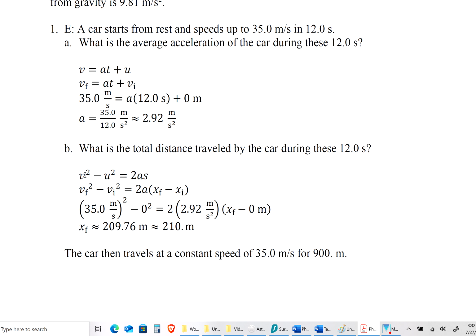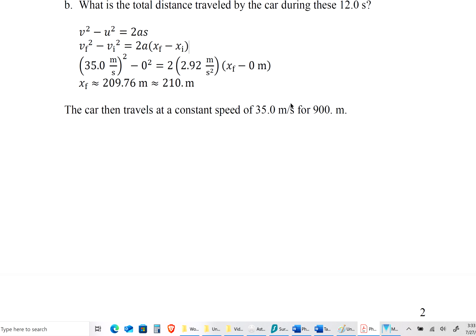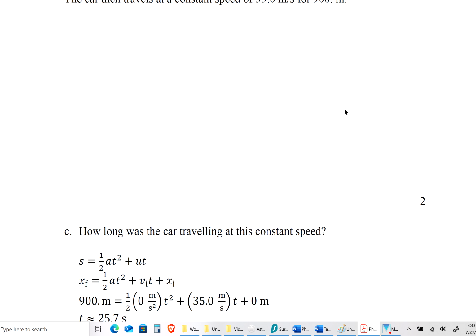So take a look at these two equations on the top. U is initial velocity, V is final velocity, A is acceleration, and S is the change in displacement. S is equal to S final minus S initial. Plug in for what we know, solve for what we don't know, which is X final. The car then travels at a constant speed of 35 meters per second for 900 meters.